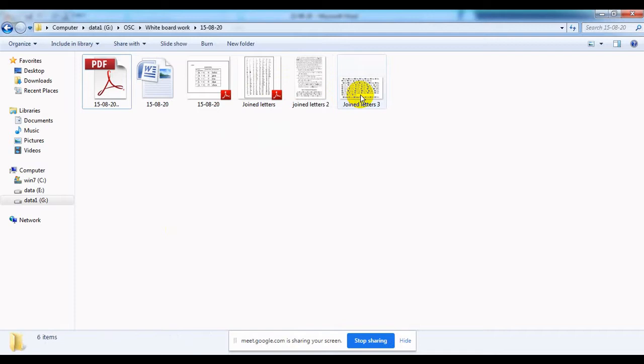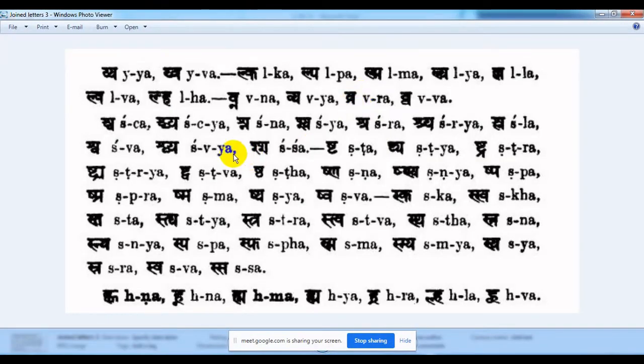See, here I am showing you mixed letters. On this page you can check, this kind of mixed letter is there. Double Y: one half Y and second full Y, yo, yo, yo. Use a vowel before this and you will pronounce it like a yo, right? Next one is yo and wo, so it will be like I wo.